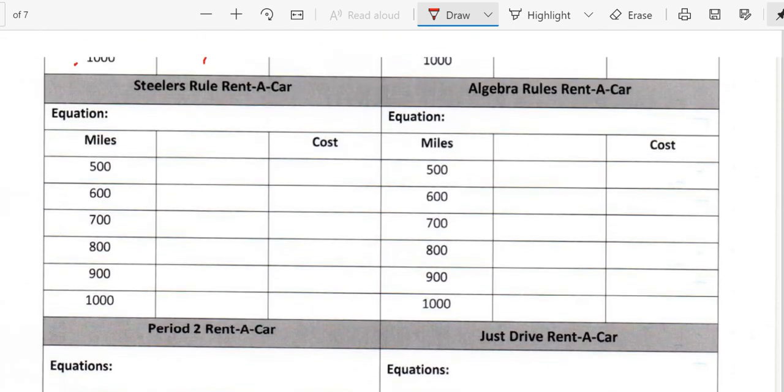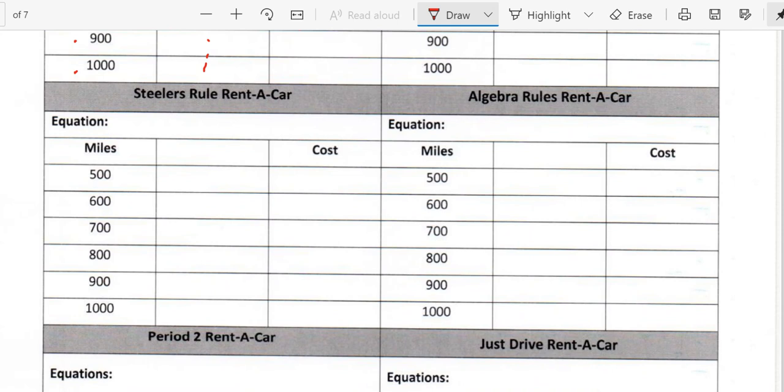For algebra rules, the equation is going to be C for cost equals 280 plus 0.03M. And then again, we'd have to plug in each one of these values. Now we would go through and fill in the table. In the middle, we put the equation 280 plus 0.03M, and then we plug in.